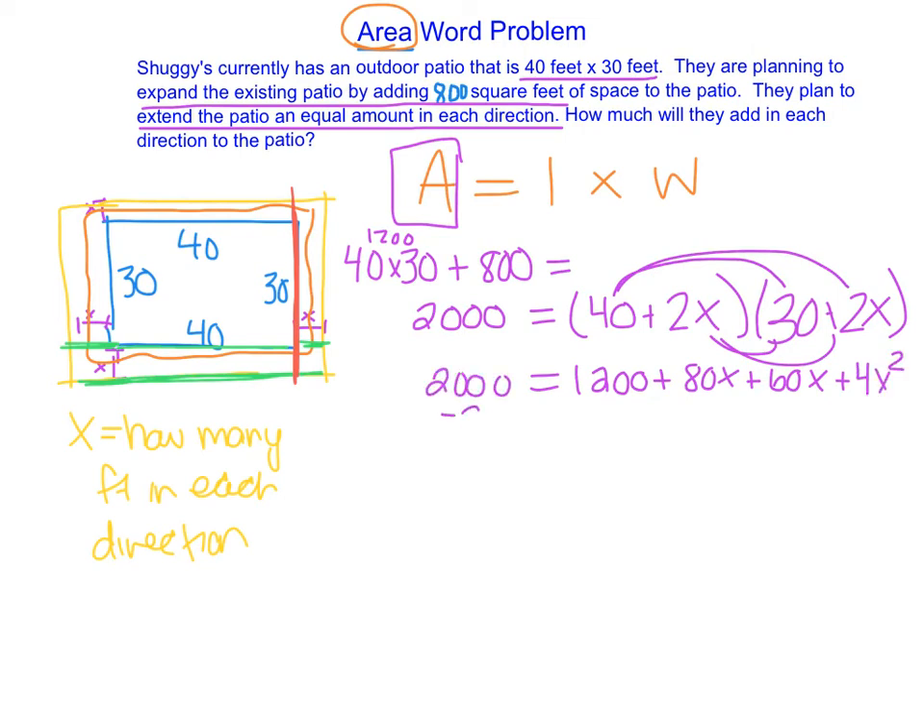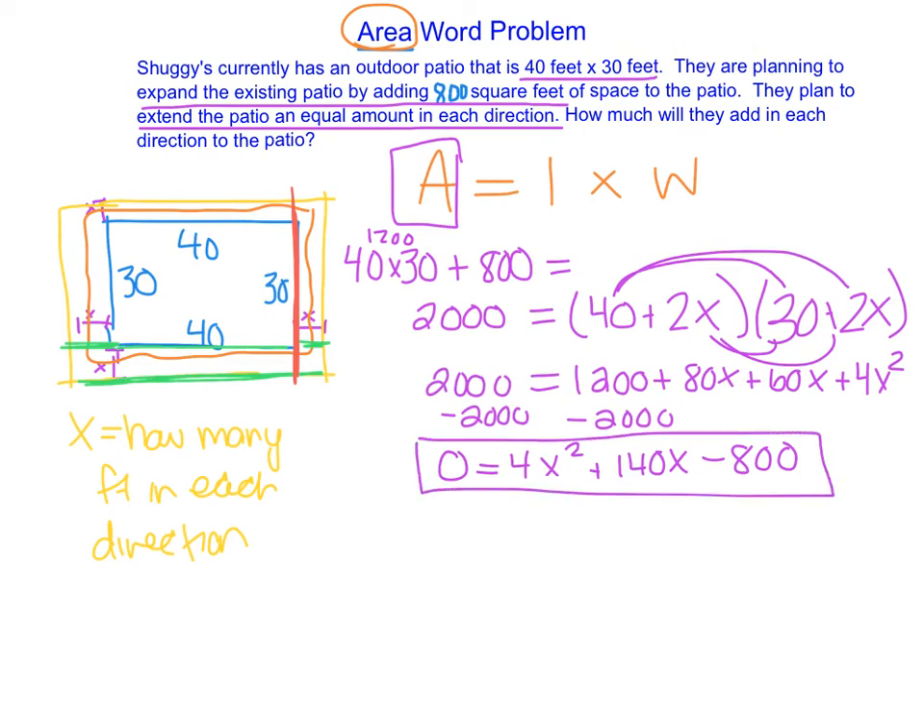And then we need to subtract 2000 from each side, so we get the 0 on the left. And then I'm going to rearrange this as I write it. So I'm going to have 0 equals 4x squared plus 140x, and then that becomes minus 800. So this is the equation that I am currently dealing with.